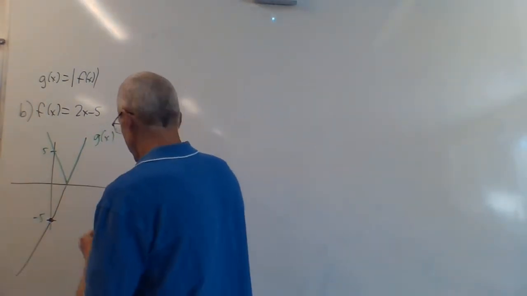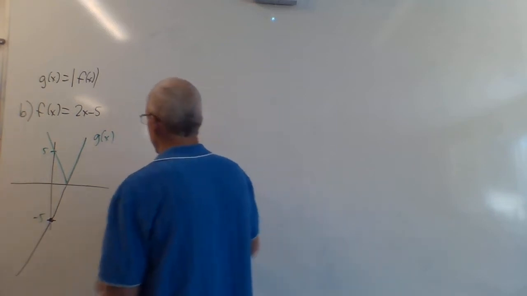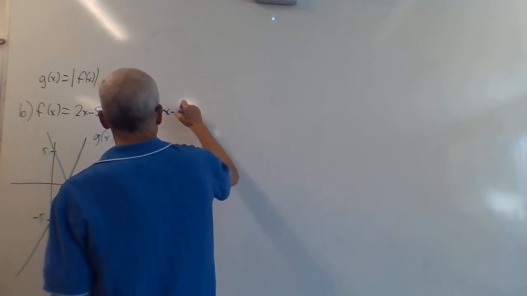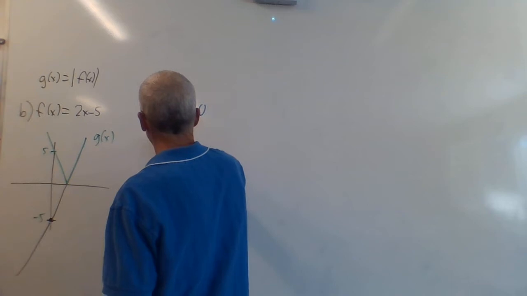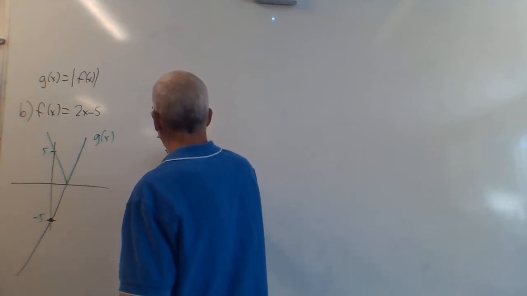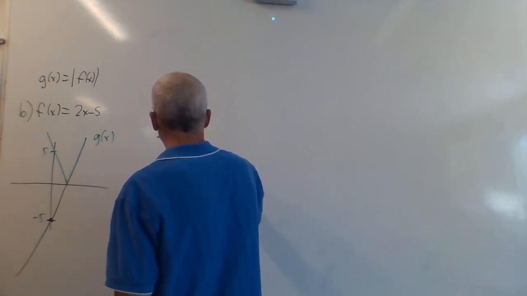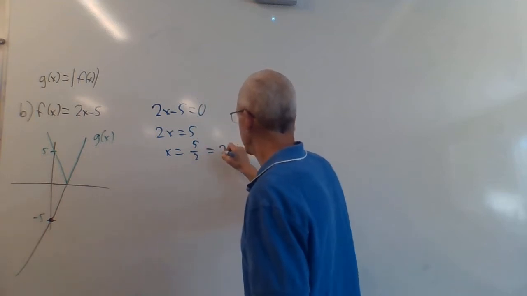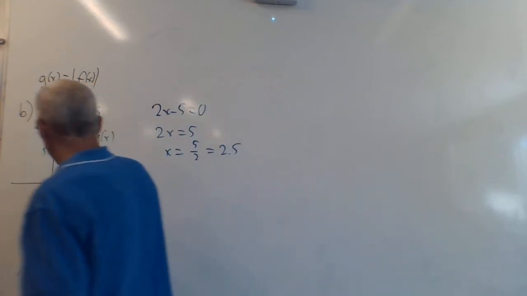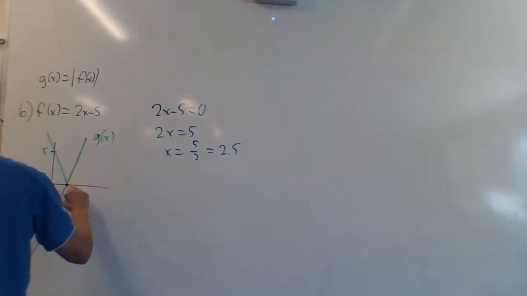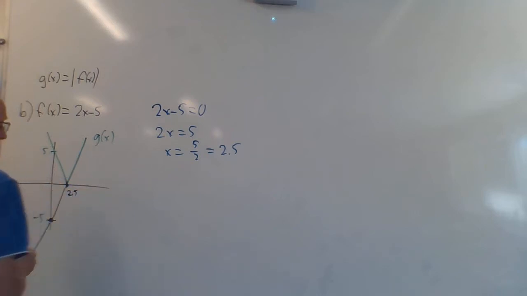So when is 2x minus 5 equal to 0? Again, that's not hard math. You say 2x minus 5 equals 0, put the 5 over there, 2x is equal to 5, x is equal to 5 halves. If you don't like fractions, that's 2.5. So that point there is 2.5.